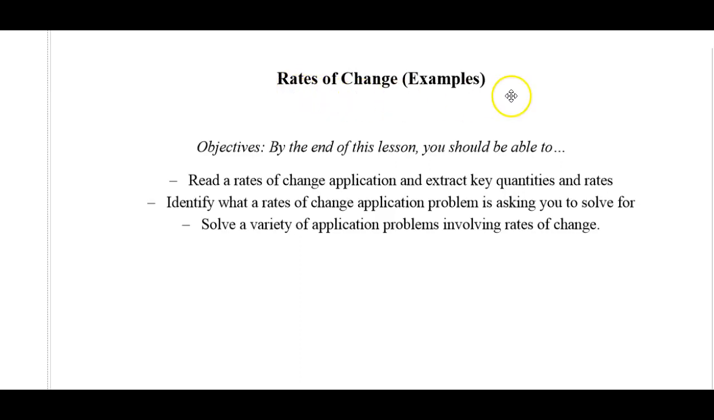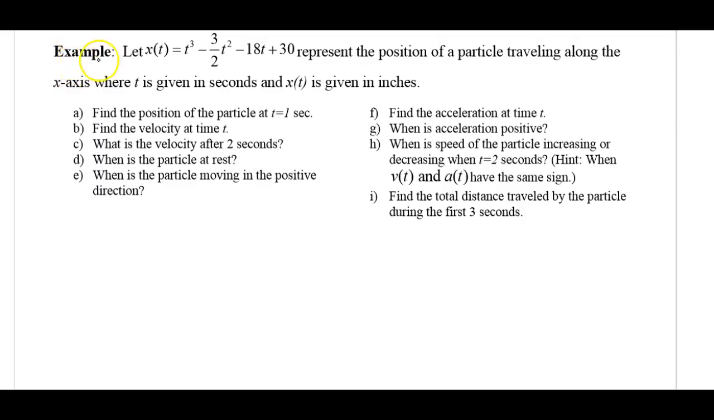Rates of change examples. Alright, let's look at this example with multiple parts. Let x of t equal t cubed minus 3 halves t squared minus 18t plus 30. And that's going to represent the position of a particle that's going to travel along the x-axis, where t is given in seconds, and x of t, the position, is given in inches. For part A, find the position of the particle at t equals 1 second.